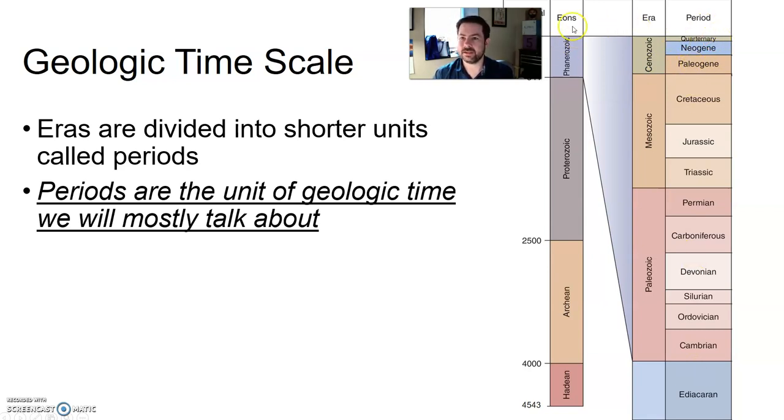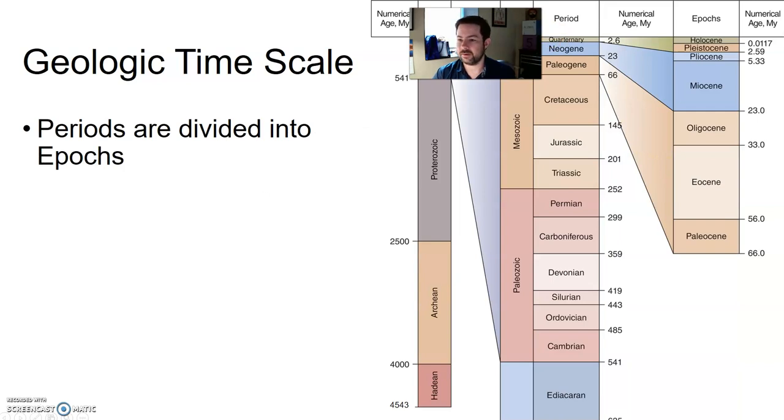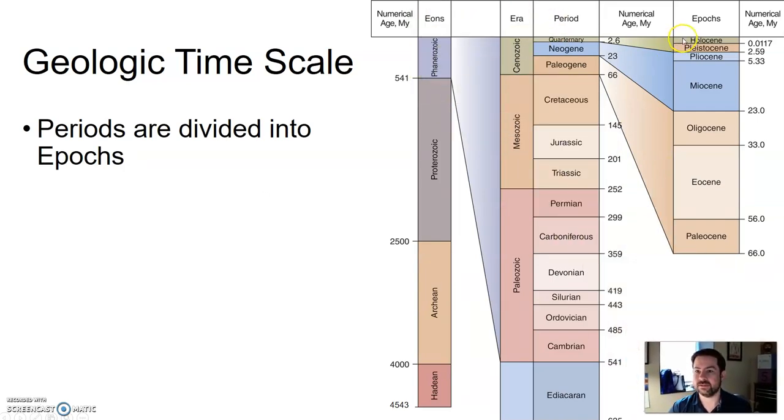A lot of these eons and eras are just too big of a chunk of time to talk about. So we can break eras, in this case, down into periods. And these are nice chunks to talk about. And then we can further break down periods into even smaller delineations called epochs. We can break the Paleogene down into the Paleocene, Eocene, and Oligocene. We can break the Neogene into the Miocene and the Pliocene, and the Quaternary into the Pleistocene and the Holocene. These are a little too small of a chunk to talk about.